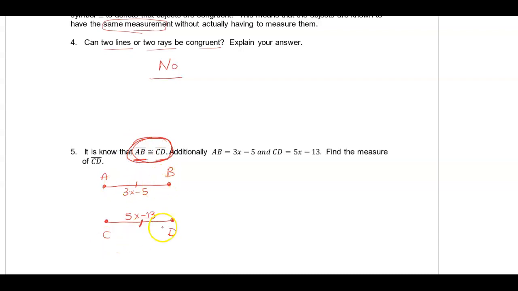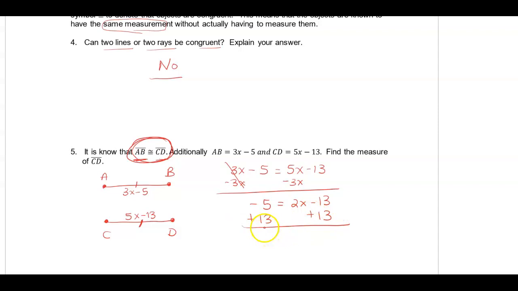Since AB and CD have the same measure, that means 3x minus 5 equals 5x minus 13. Now I'm going to solve that for x. So subtract 3x from both sides. Negative 5 equals 2x minus 13, and then add 13 to both sides. And we get 8 equals 2x, so x is 4.